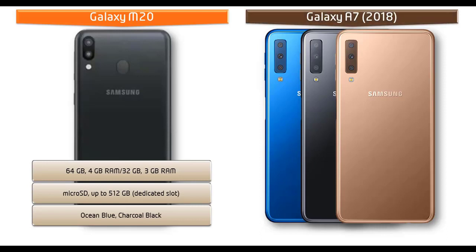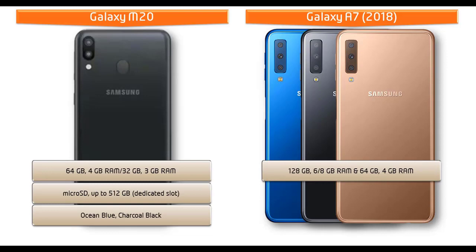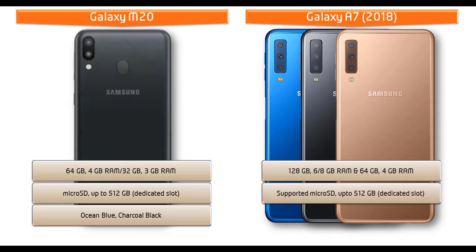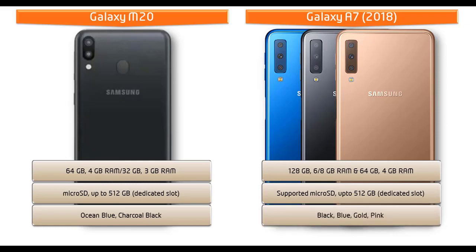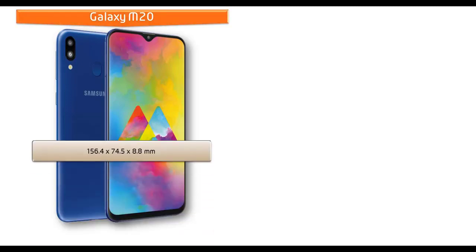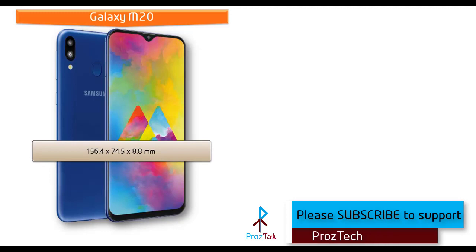Talking about the internal memory, the Galaxy A7 comes with 128GB and 6 or 8GB RAM, and the other variant is 64GB with 4GB RAM. Here in this device, up to 512GB microSD support is also available as a dedicated memory slot. Friends, as far as colors for this device, Samsung has produced this device in black, blue, gold and pink colors.